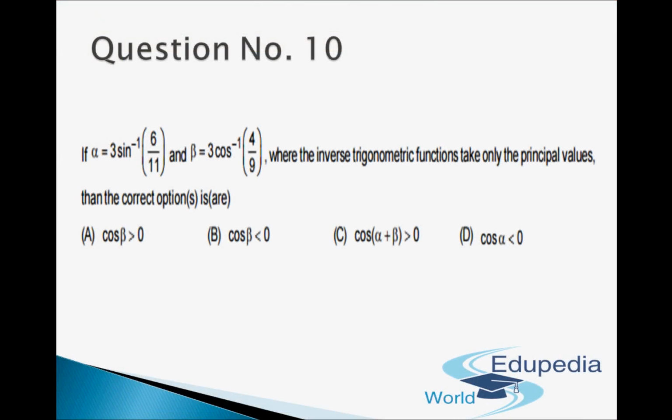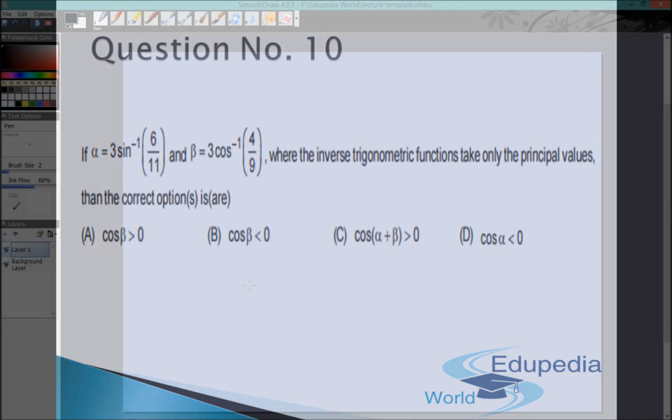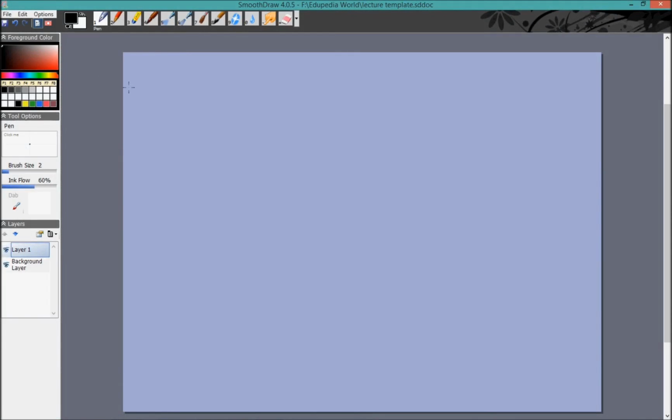In the next question, we are given two angles. Alpha is 3 sine inverse 6 by 11 and beta is 3 cos inverse 4 by 9. And we are asked to find out the signs of cos alpha, sin beta, cos beta and so on. Now, you can actually put in the direct values and use formulas for cos 3 theta and so on, but there's an easier way to do this.